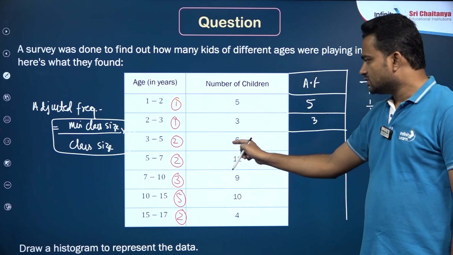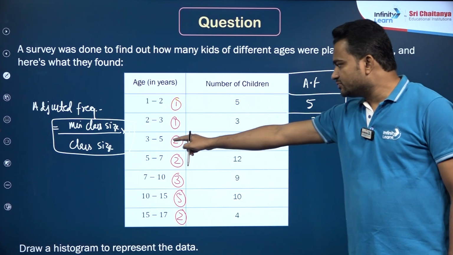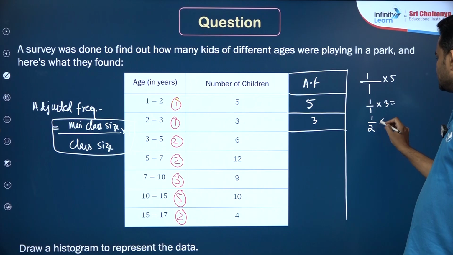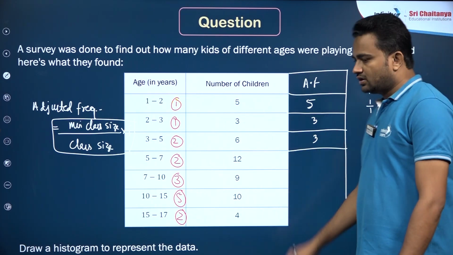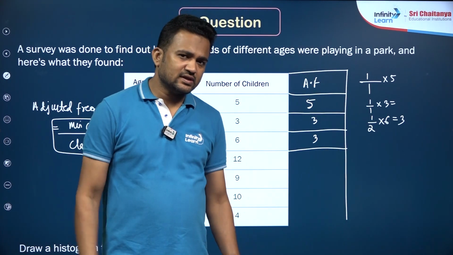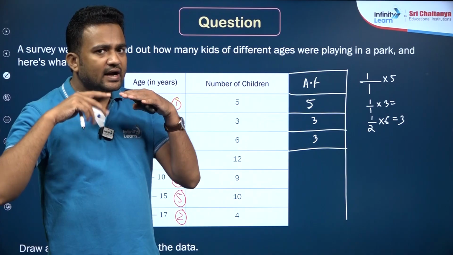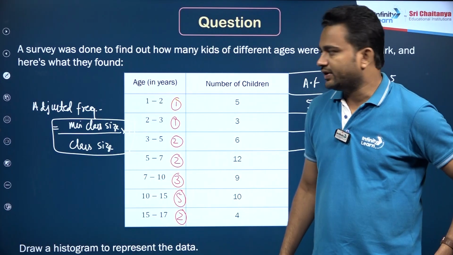Let us find for this. What is the minimum class size? 1. What is the class size of this class interval? 2 into 6, so that is 3. Means if the class size of the class interval is the same as the minimum class size, then the frequency and the adjusted frequency will be the same, right? And for the remaining ones it will be different.